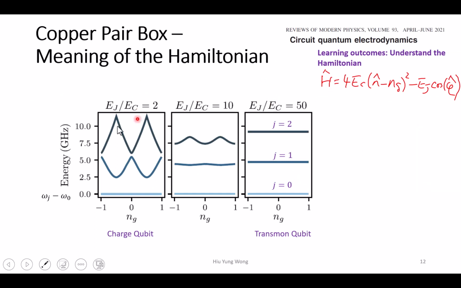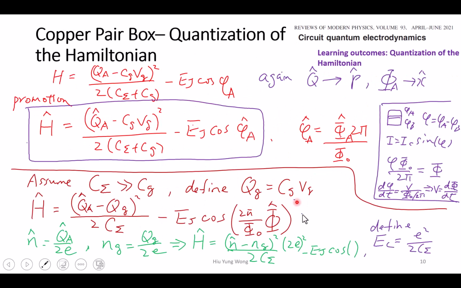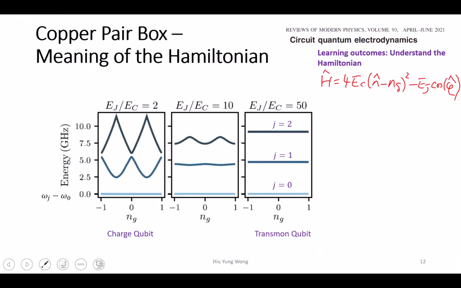Now, you will see here what is plotted is the energy level minus the ground state energy, but at different NG. Now NG is determined by what? Determined by the bias, right? Because NG equals QG divided by 2E, so it depends on CG and VG. It depends on how I bias this circuit at different voltage. So NG can change to different values. Usually what they do is to have NG equal to half, which we call the sweet spot.